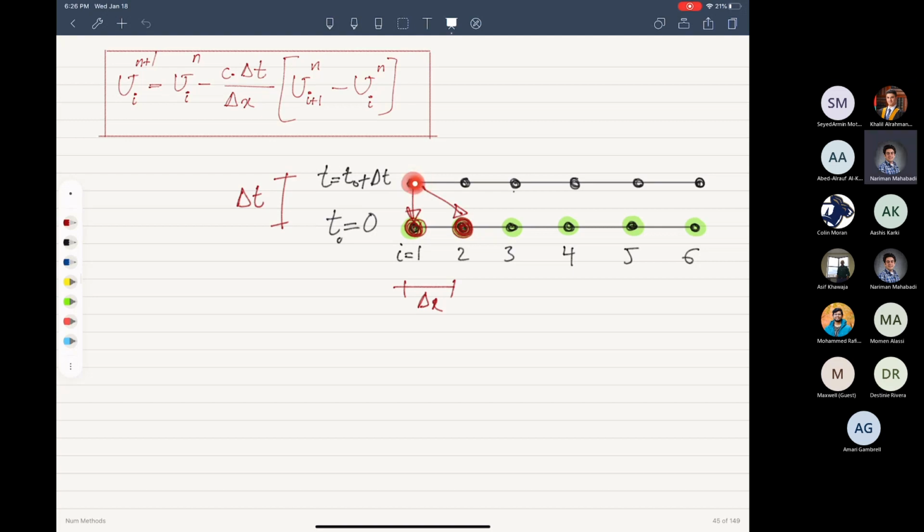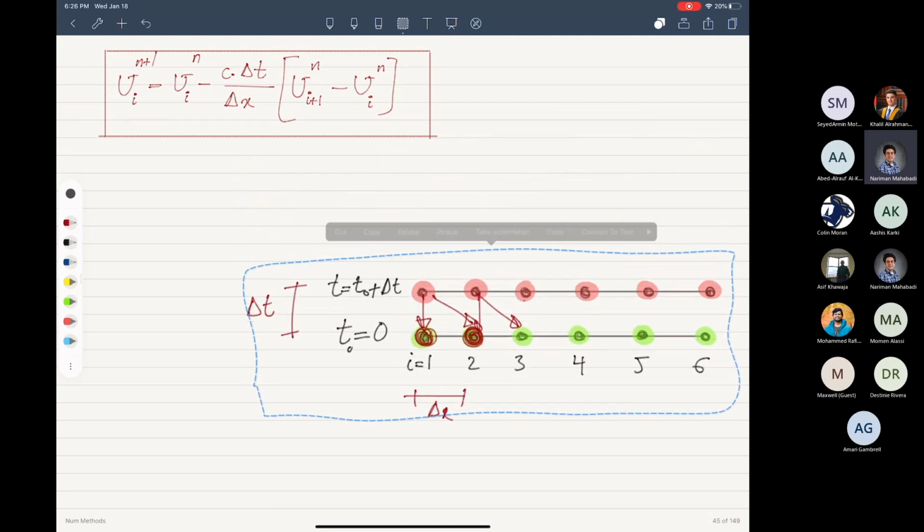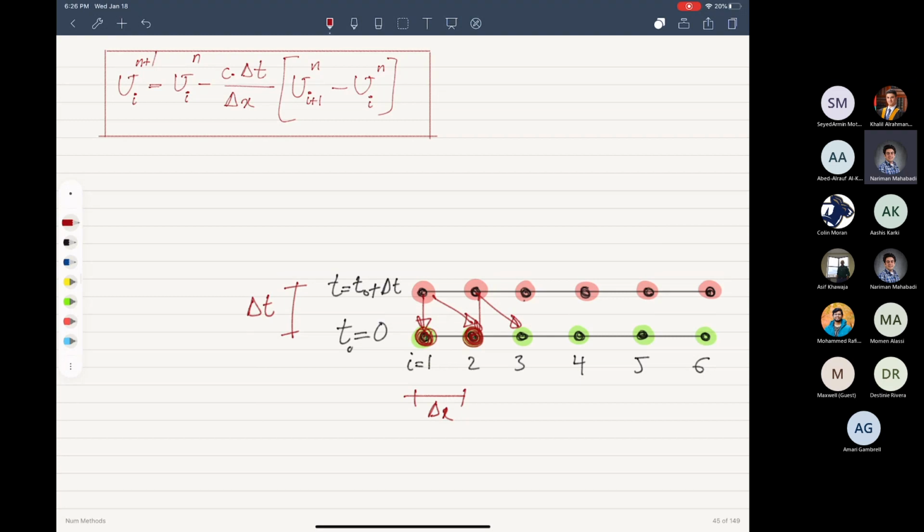Once you found this point, then you're going to move to the next point. Now you can calculate or predict the value of this point using these 2 points. Then move to the next point, next point, next point, and next point. Once you found all these points, then you have the values for the entire next time step. Once you have it, then you're going to move one more step in time.